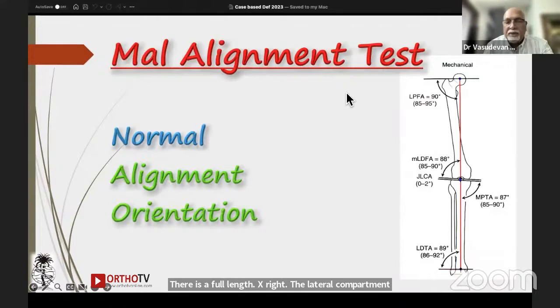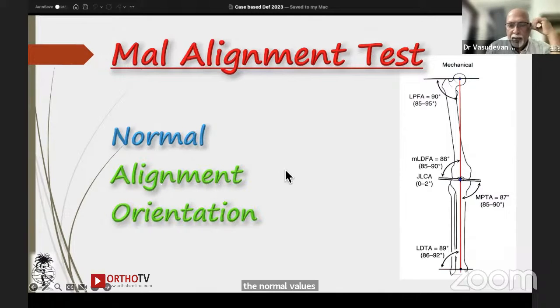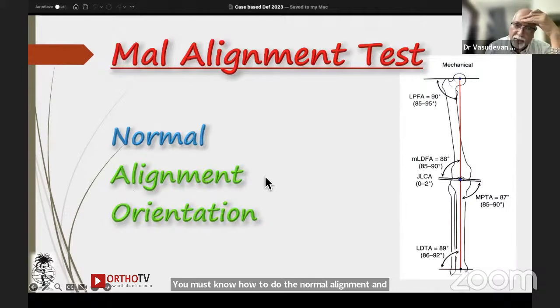So the malalignment test is very, very important. And you must know the normal values. You must know how to do the normal alignment and orientations. Because once you know the normal, then you will be familiar with malalignment and malorientation.